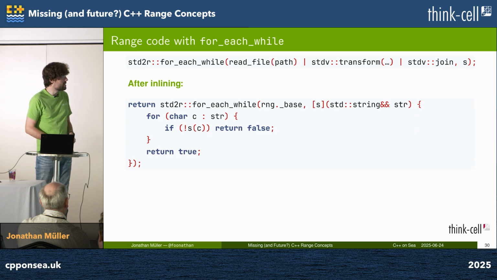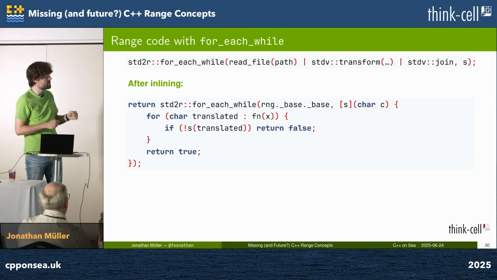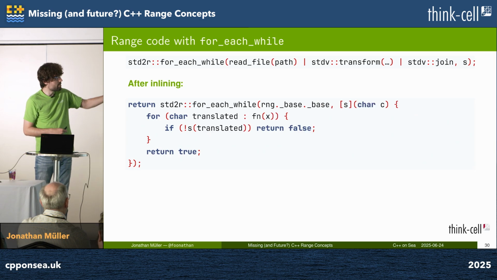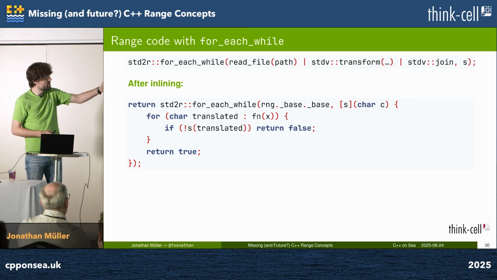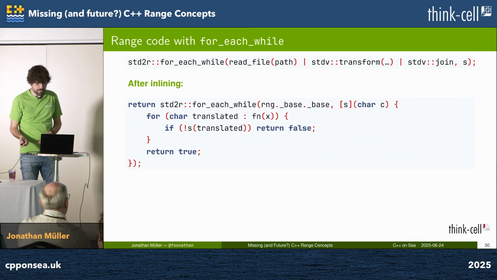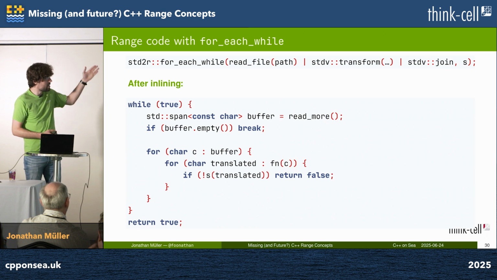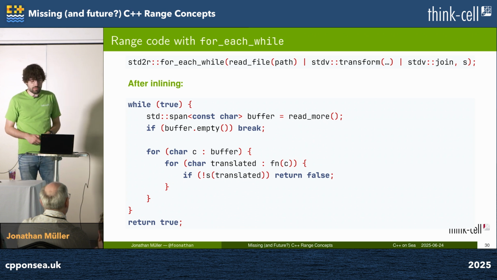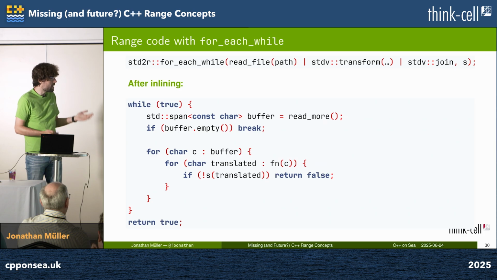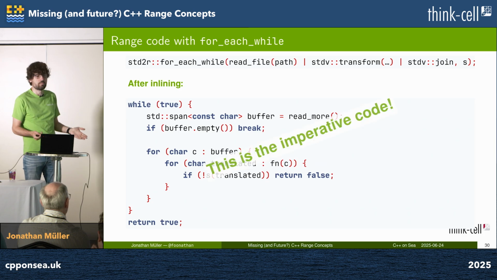If we inline again, we inline the transform stuff. So we now iterate over the base of the range and still have to do the transform, so invoke the function on each element. And then if we inline again, the base of the base is the read file, so we get the for each while code of the read file code. And what we end up with after a couple of inlinings is just the imperative code.